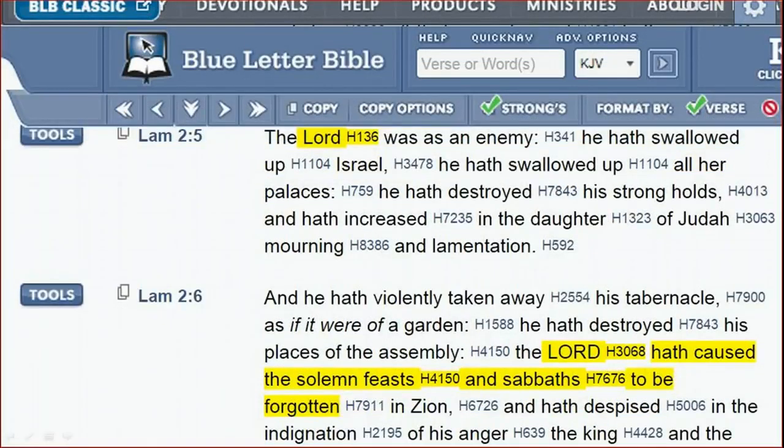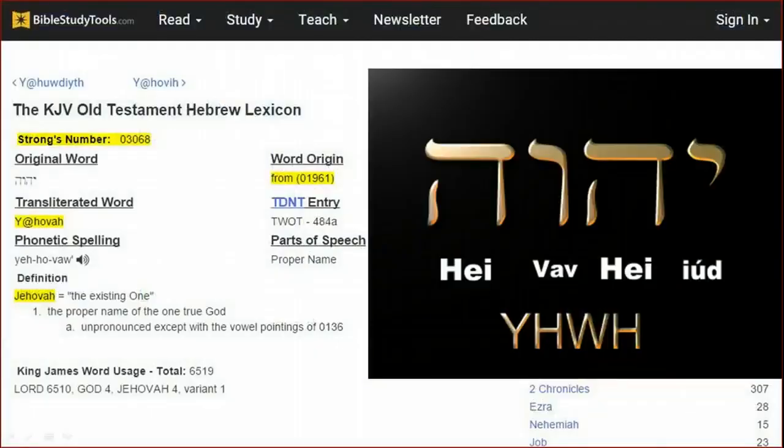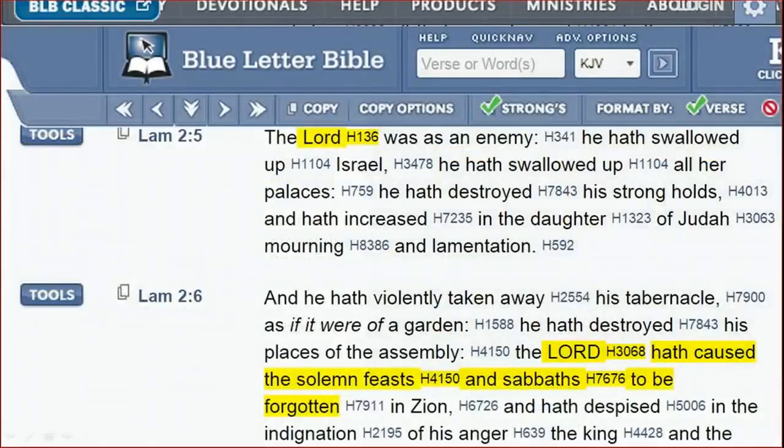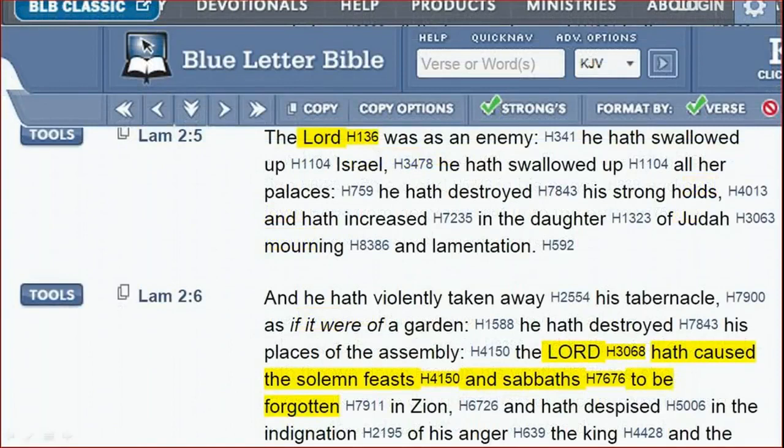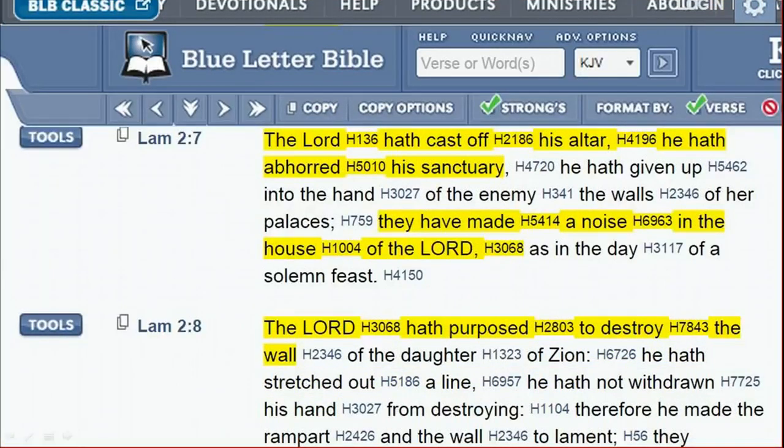And then the word Lord in verse 6 is number 3068, which we know is Yahweh. And as you can see, the word for Lord in verse 5 is number 136, which is Adonai. So it's saying Adonai will cast down the beauty, in other words, the image technology. And in verse 6 it says Yahweh caused the feasts and Sabbaths to be forgotten. In verse 7, Adonai cast off his altar. He abhorred his sanctuary. In other words, it's talking about Yahweh here. Adonai cast off the altar of Yahweh. He abhorred his sanctuary. They made a noise in the house of Yahweh. Yahweh hath purposed to destroy the wall of the daughter of Zion.